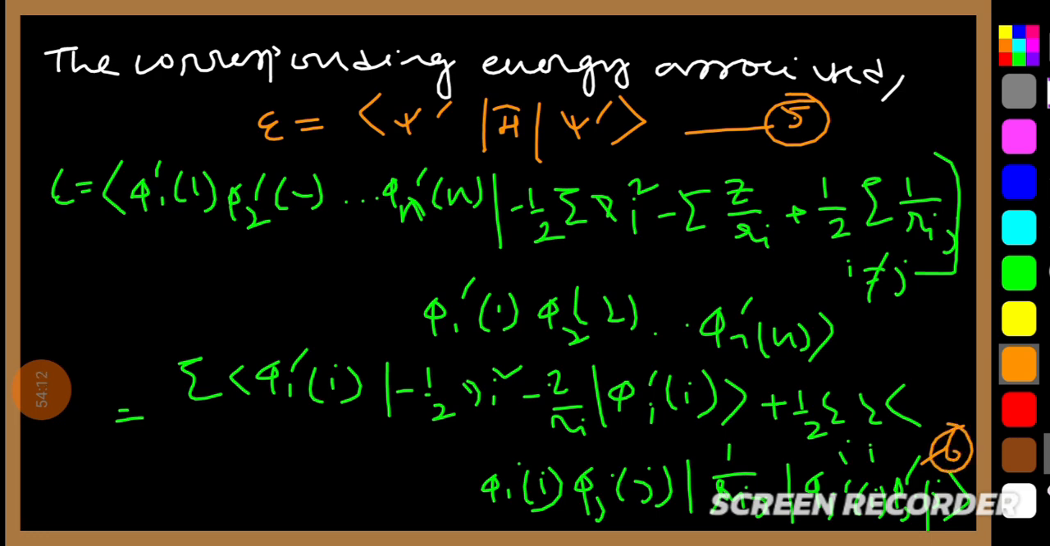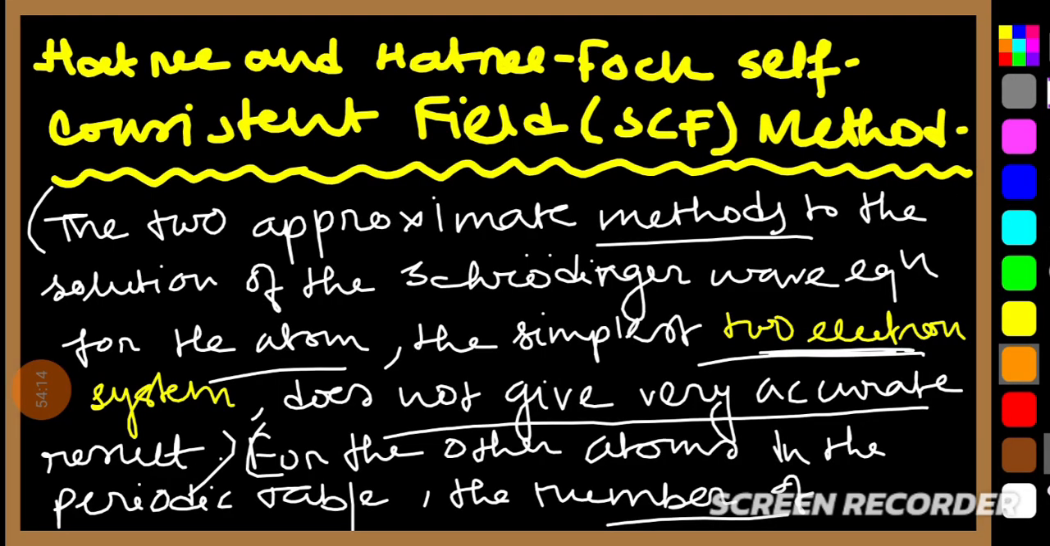I will come to the seventh equation later, since the page is limited, let me say it from the beginning again. Look, we have not yet gone to the Hartree-Fock method, we are still in the Hartree method, okay? I will come to what the Hartree-Fock method is later. So Hartree and Hartree-Fock self-consistent field SCF method, that is there must be said that the two approximate methods to the solution of Schrödinger wave equation for the atom, the simplest two electron system, does not give very accurate result. That means for the multi-electron system the two theorems that are important, which are variation theorem and perturbation theory, are unable to give the exact value. Okay, that is the limitation.